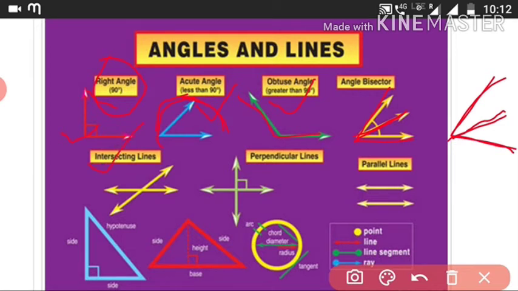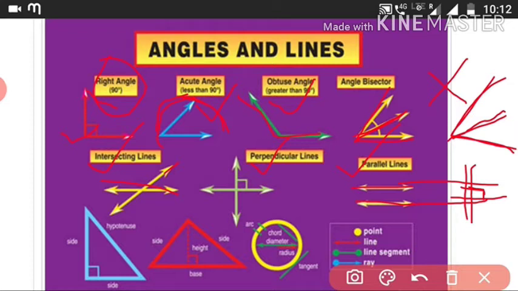Now intersecting lines. Intersecting lines means you can see this one. Any lines intersecting in this way are called intersecting lines. Now perpendicular lines. Perpendicular lines means when two lines intersect perpendicularly, it will be 90 degrees. So this is called perpendicular lines. Now parallel lines. These two lines are parallel. If you extend them, they will never intersect each other. So this type of lines are called parallel lines.